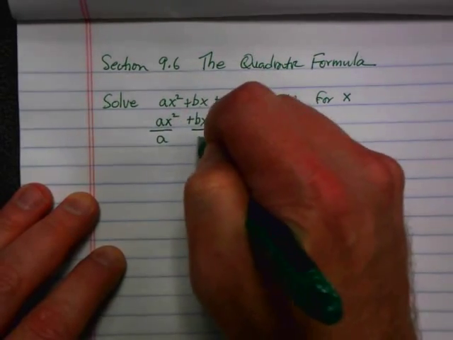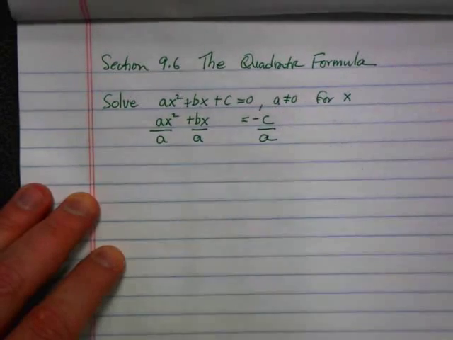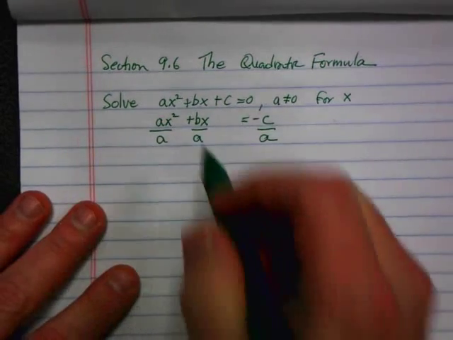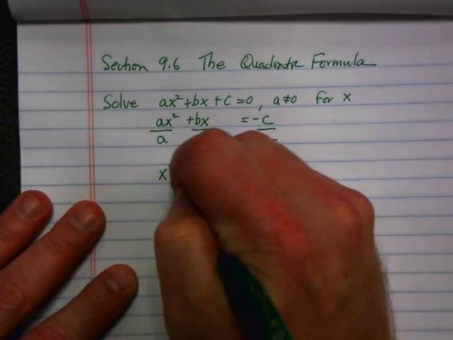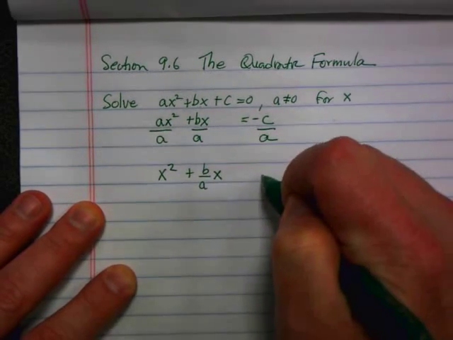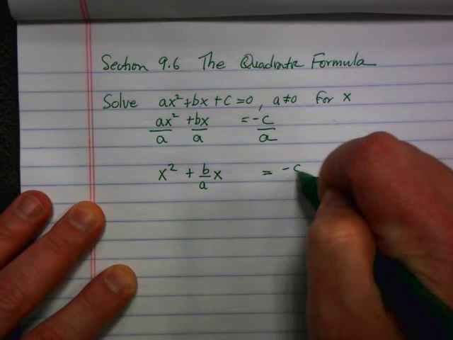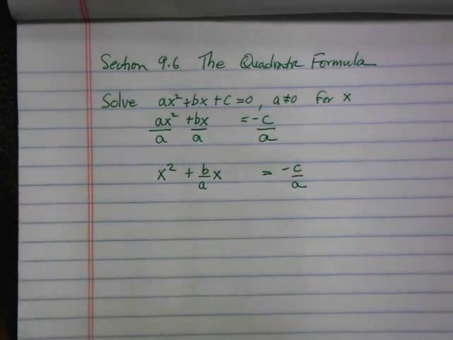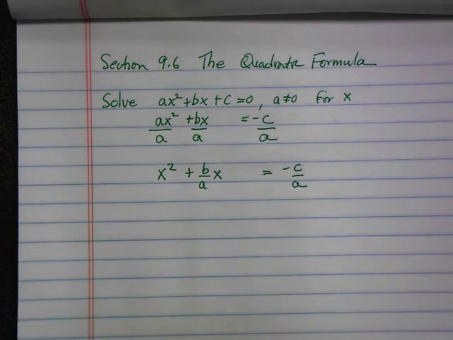Once again, as usual, when completing the square, we have fractions. We have x squared plus b over a x equals minus c over a. Lots of fractions to deal with. Next, we added our magic number.